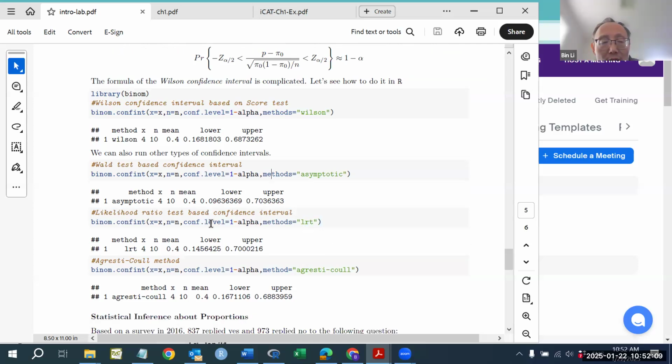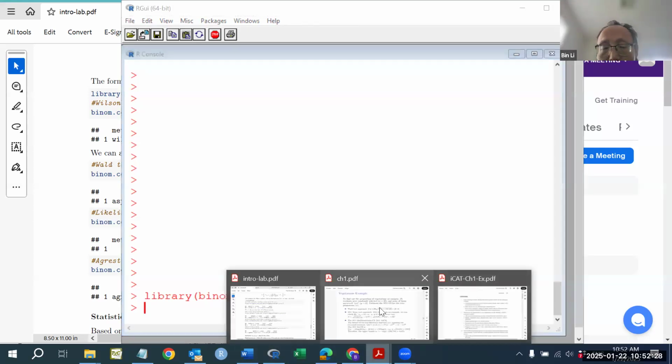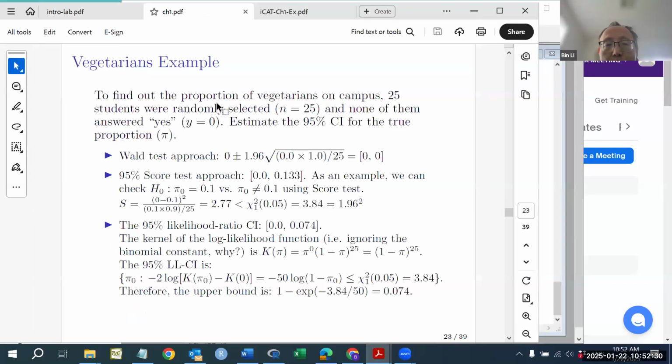Okay, I have a question here in our example, let's see in our data set. We start with the binom library. Now in our case, we have 0 counts out of 25, right?